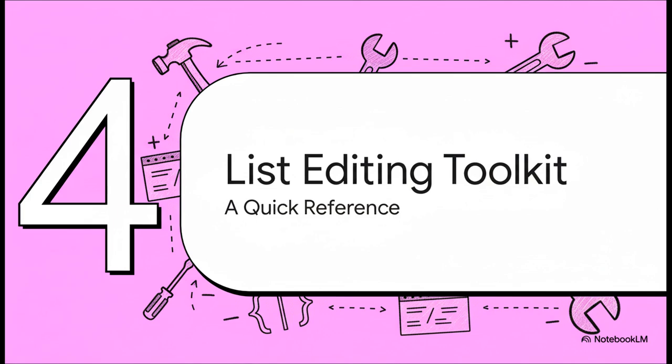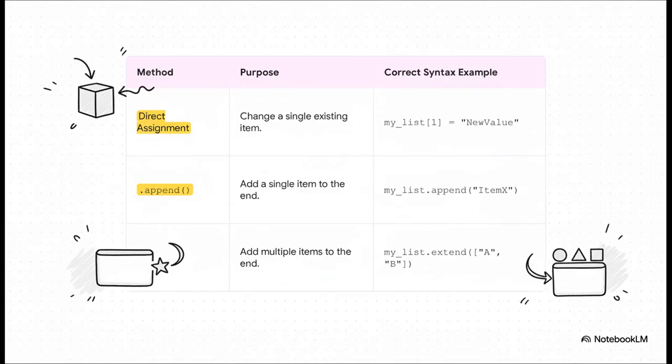Whew, we've covered a lot of ground here. So let's pull all this together into a simple toolkit you can use as a quick reference, like a little cheat sheet. And here it is. Just remember, use direct assignment with the index to change an existing item. Use .append to add one new item to the end, and use .extend to add multiple items from another list. If you can master these three, you've totally mastered the basics of list modification.